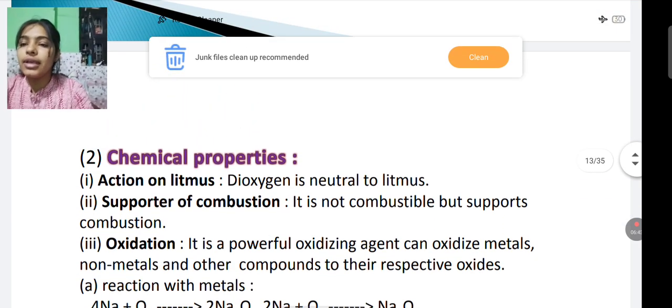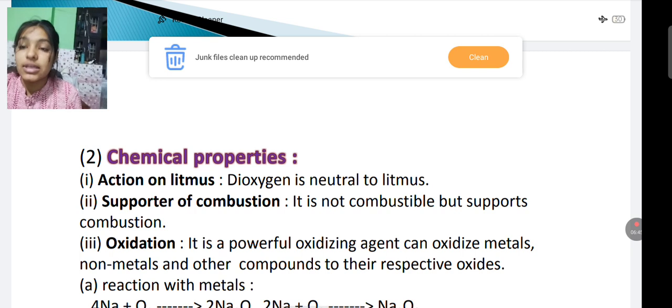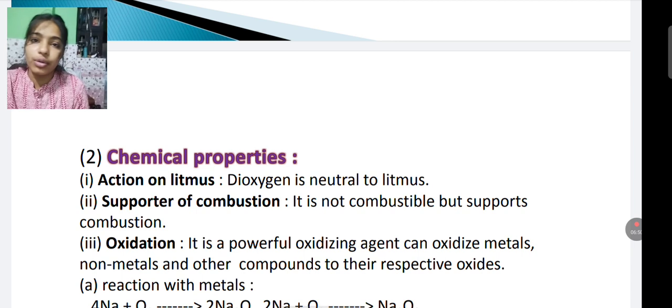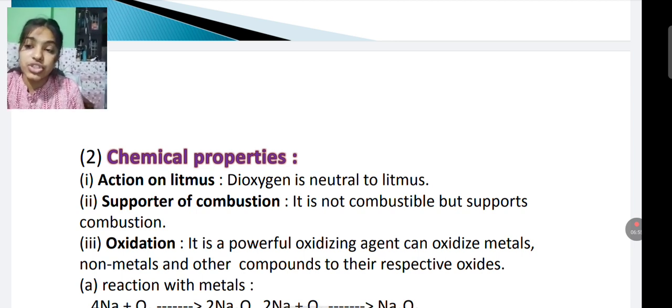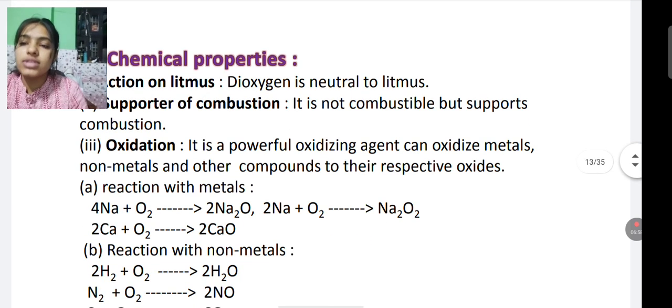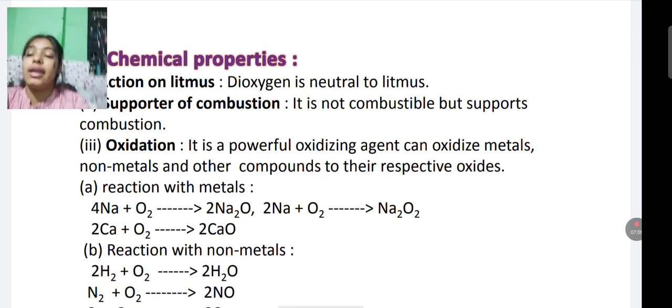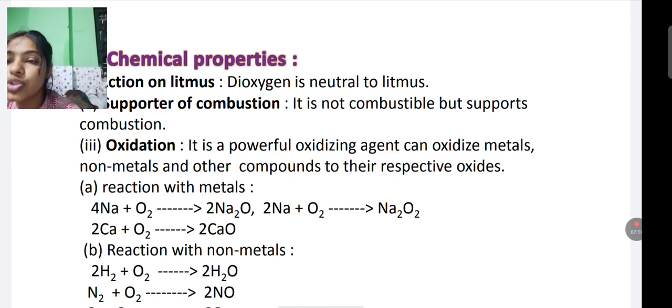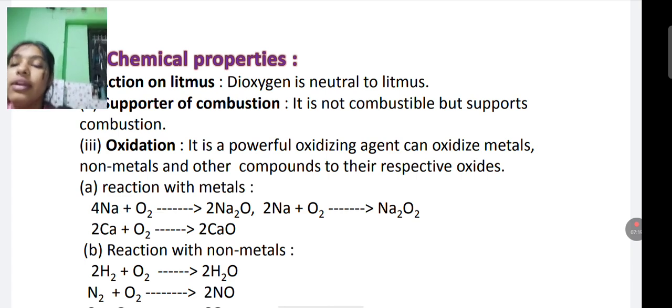Now we see chemical properties. Action on litmus. Dioxygen is neutral to litmus. It is not acidic and not basic. Supporter of combustion. It is not combustible but supports combustion. Now we see oxidation. It is a powerful oxidizing agent, can oxidize metals, non-metals and other compounds to their respective oxides. Now we can see the reaction when sodium is burned in presence of air. It produces Na2O. It also reacts with the non-metals.